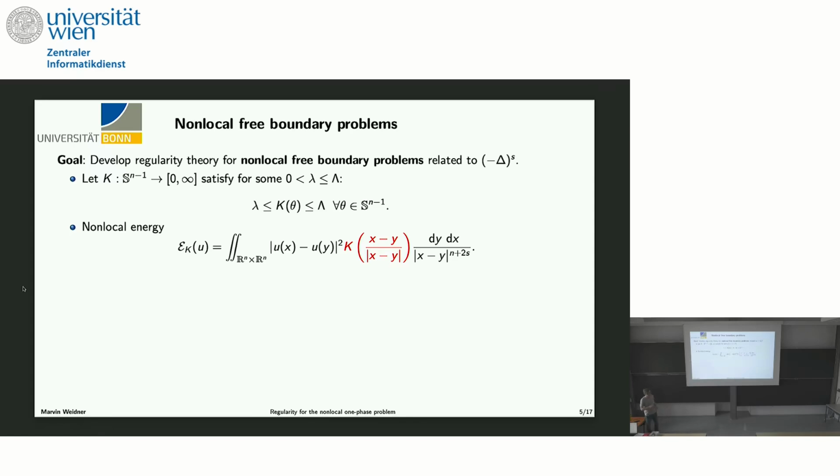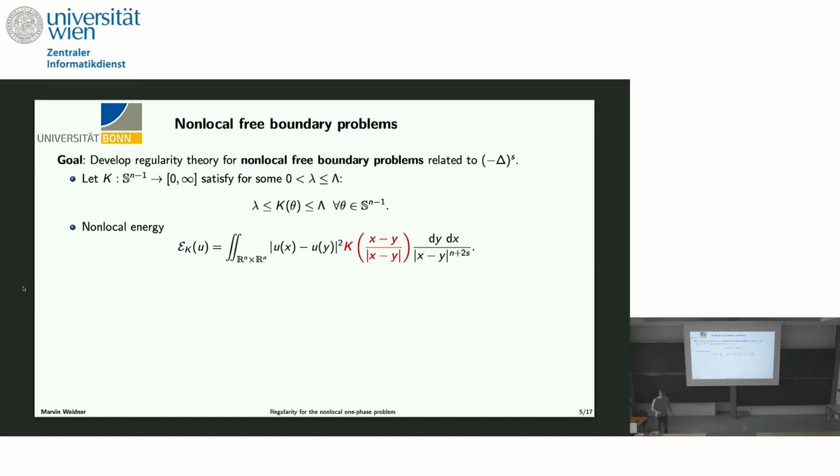All right, so the setting is not really different from everything that I told you before. You take this function K that lives on the sphere. It should be bounded away from 0 and from infinity, and then you consider this energy, this double integral here. And when you just minimize this non-local energy in a suitable function space like H^s, let's say, then minimizers of this functional, if you put suitable boundary conditions, of course, they will solve an equation that is Lu equals 0, where the operator L was the operator that I introduced at the very beginning.